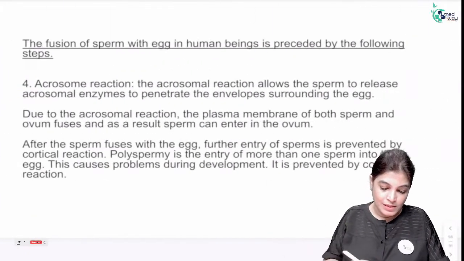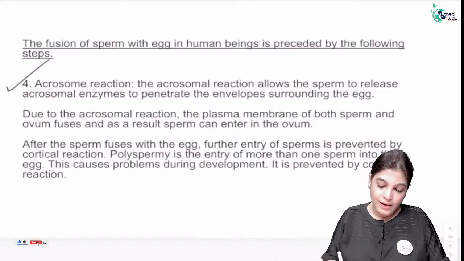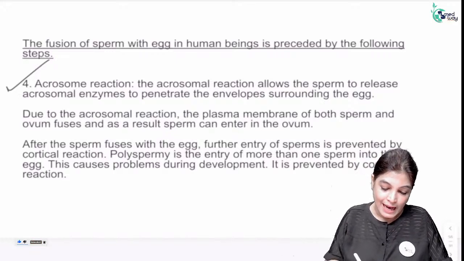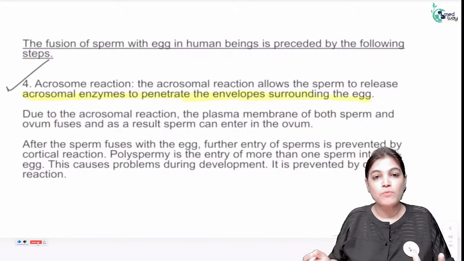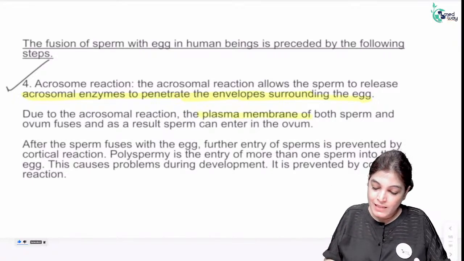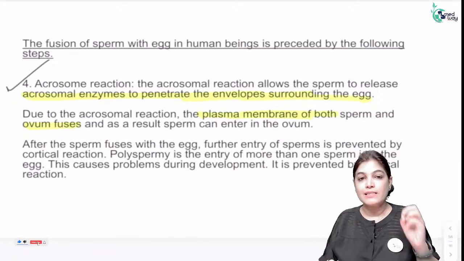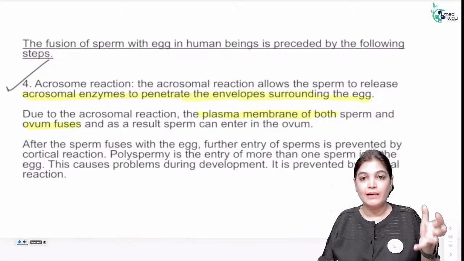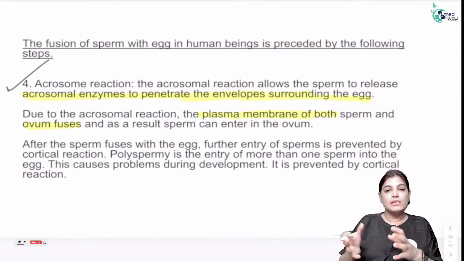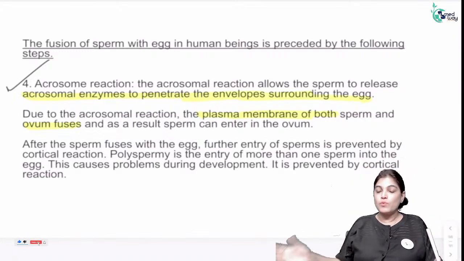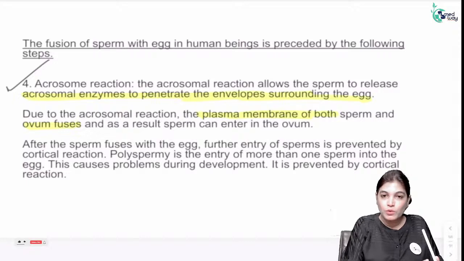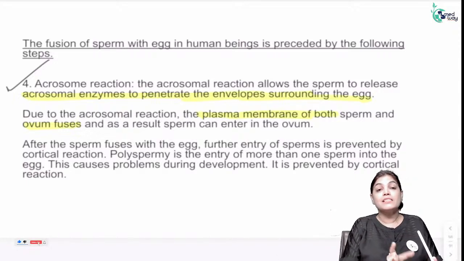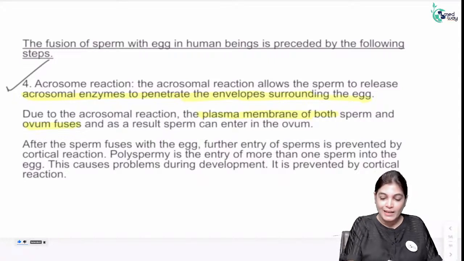Then we come to the fourth step, the acrosomal reaction. The acrosomal reaction allows the sperm to release acrosomal enzymes to penetrate the envelope around the egg. So due to the acrosomal reaction, what will happen? The plasma membrane of both sperm and ovum will fuse, and the resultant condition is that the sperm is entering into the ovum. After the sperm fuses with the egg, further entry of other sperm has to be prevented, and this prevention is done by the cortical reaction.